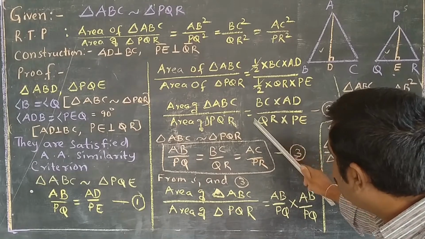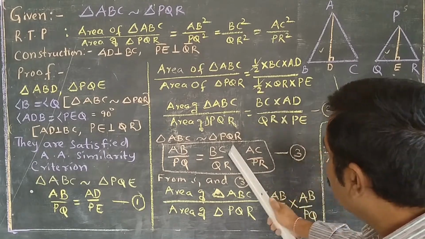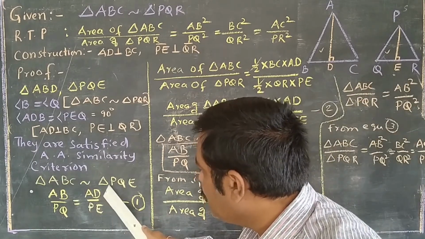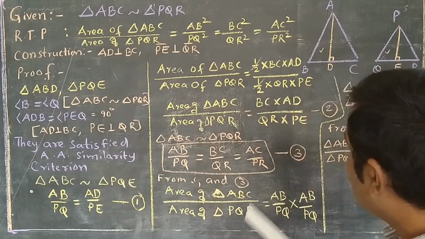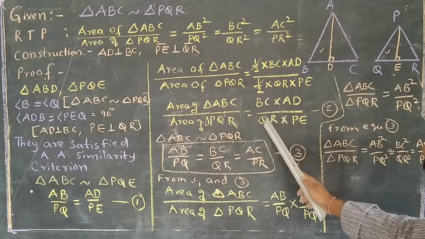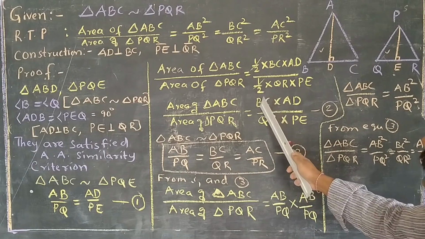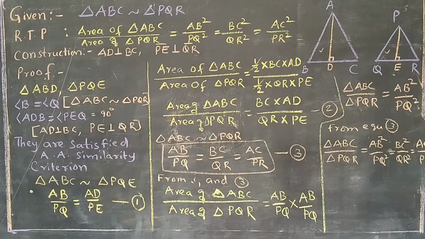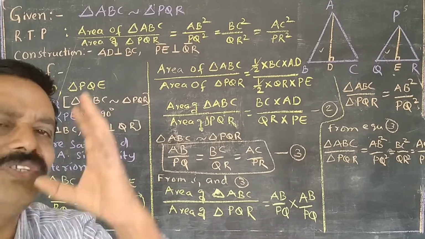Then what should we do? Instead of BC by QR, what is it? AB by PQ. But that AB by PQ is called what, sir? AD by PE, right? Remove this and write down AD by PE. Then what do we get? AD square by PE square. Finished our answer, corresponding altitudes. Clear? Right.